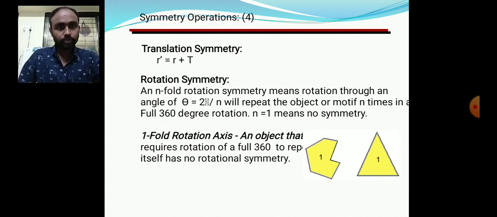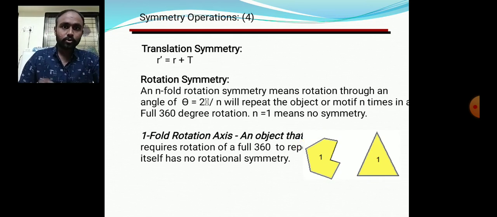Now we will take one more example, then you will understand what one-fold symmetry is. One-fold rotation exists in an object that requires a full 360-degree rotation to repeat itself as a rotational symmetry. That's what I told. Now look at this particular object: by any angle you rotate it, it won't look similar.